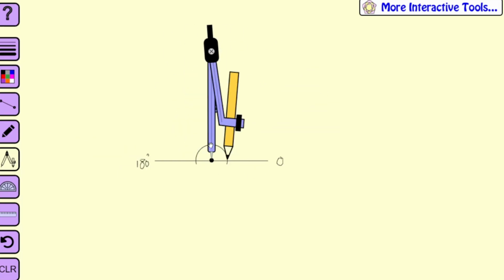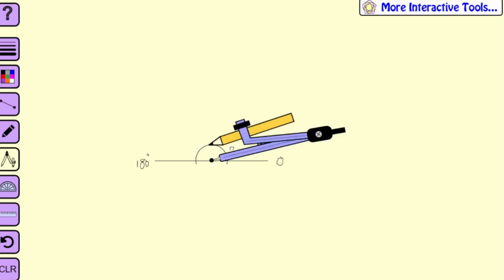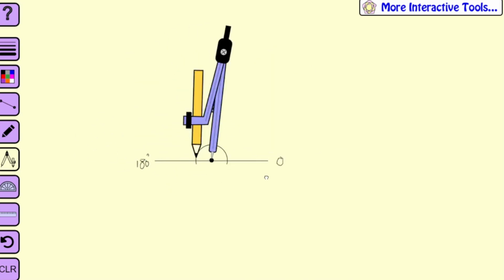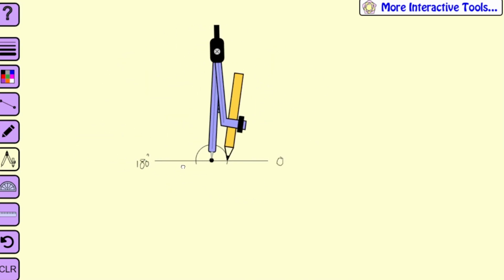Whatever radius your compass is, you keep that radius, meaning you're not going to open your compass any wider and you're not going to close it. And if it shifts, you need to get it back to this exact radius. So if you trace over the semicircle, it's supposed to be the exact same.